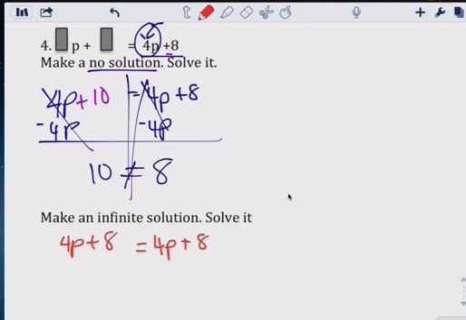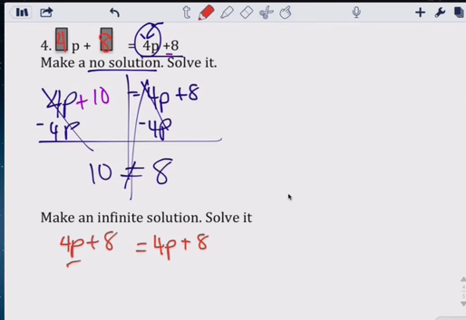Minus 4p, minus 4p. That's 0. This is 0 plus 8, and this is 0 plus 8. That's how we got that. 8 equals 8. That's why it's infinite solution. This is no solution right here. Now, one solution.